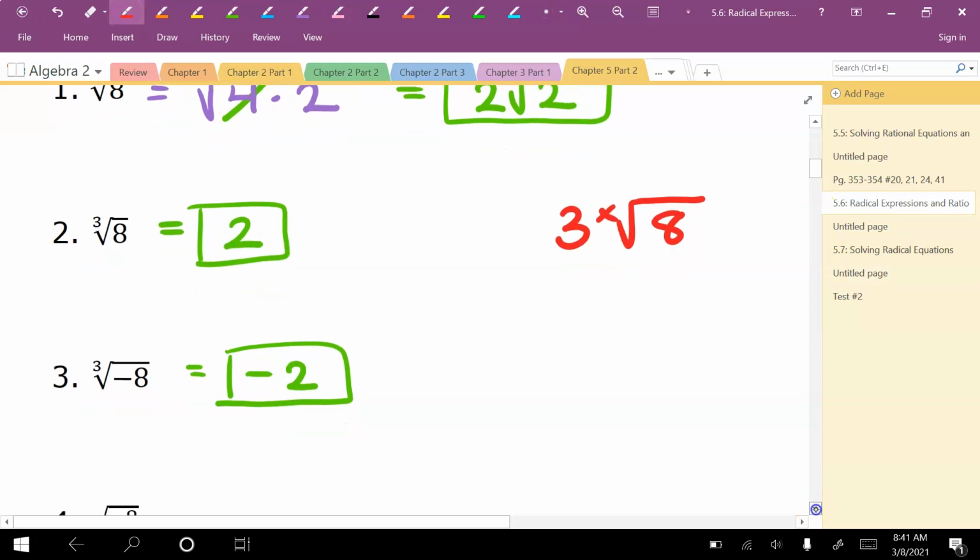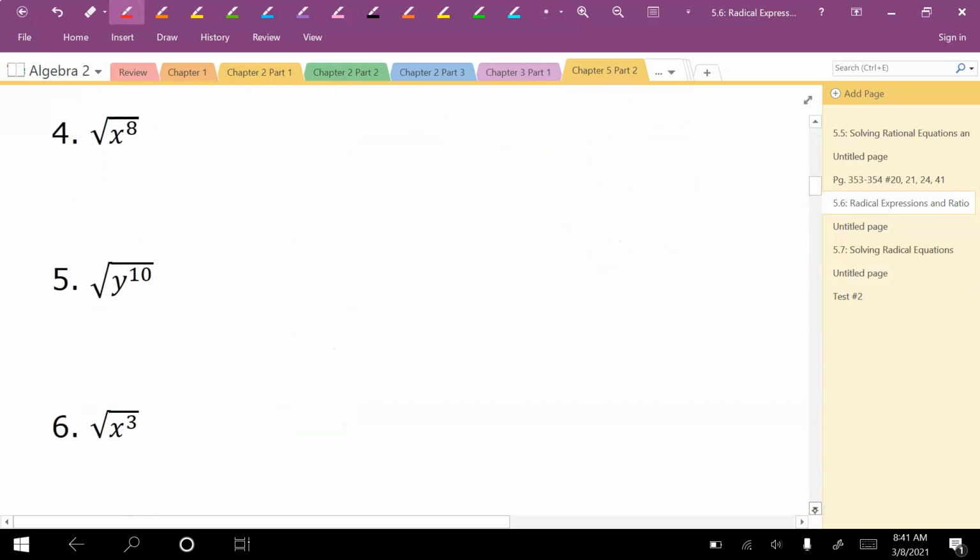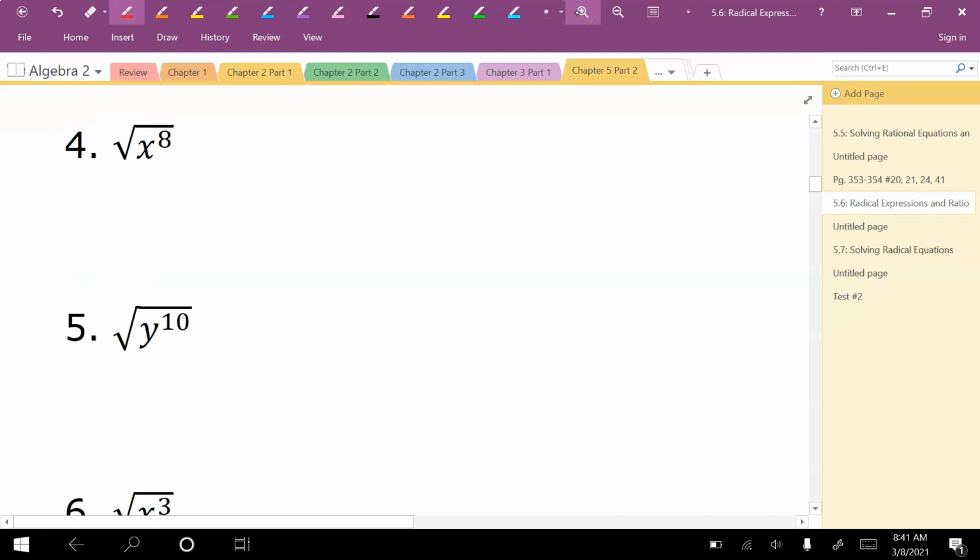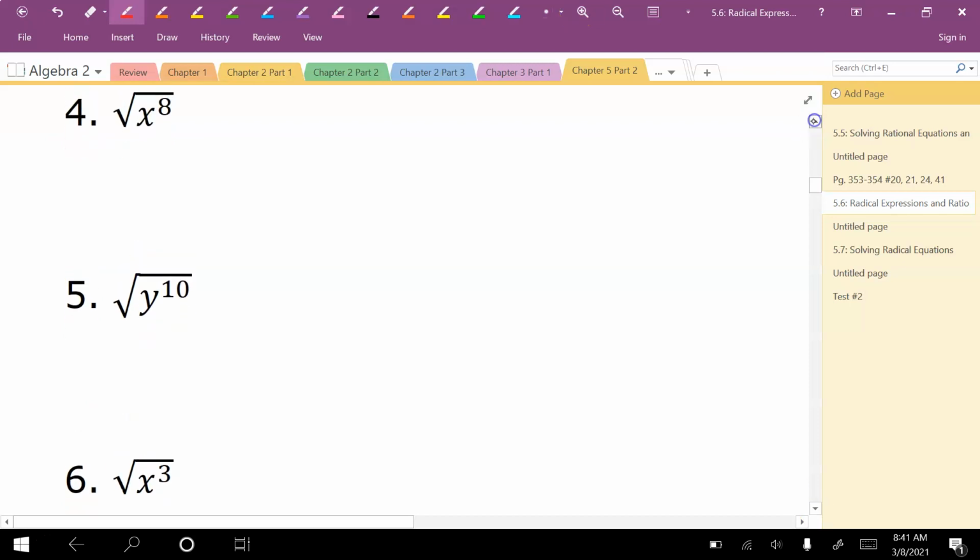Okay, let's talk about what we do when they give us letters. For these next couple, I don't have any number that I'm actually having underneath the square root. It's like x with an exponent or y with an exponent. Remember how I told you guys that all of these regular square root signs have like a little tiny 2 in the corner?